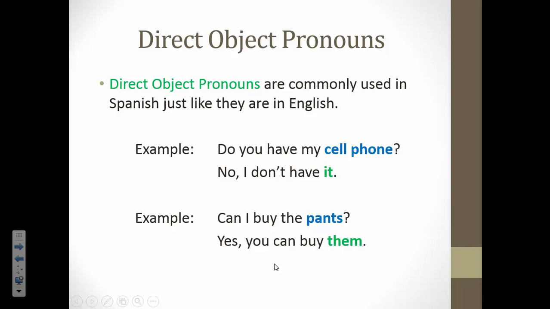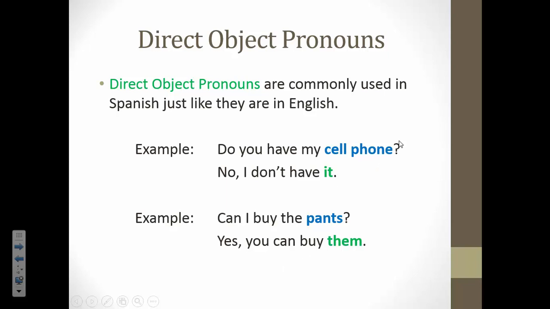So let's move on to the next page here. Direct object pronouns are commonly used in Spanish just like they are in English. So let's look for example. Do you have my cell phone? No, I don't have it. You would express it a similar way in Spanish, okay? Example number 2 says, can I buy the pants? Yes, you can buy them.